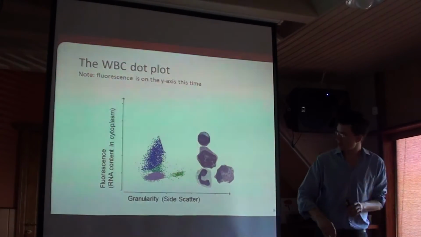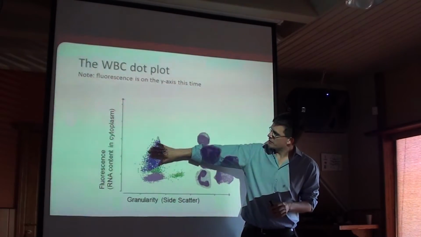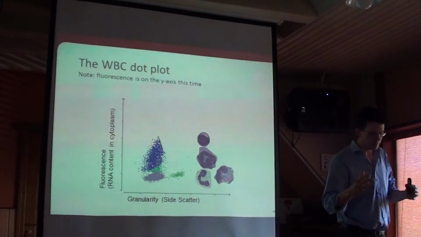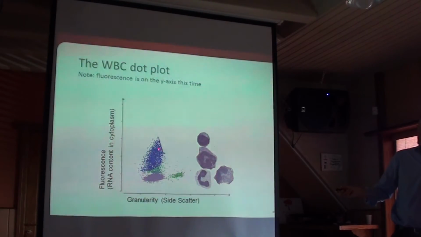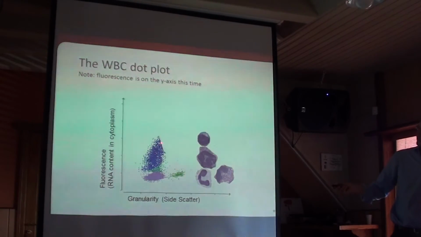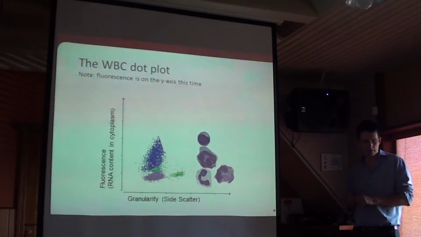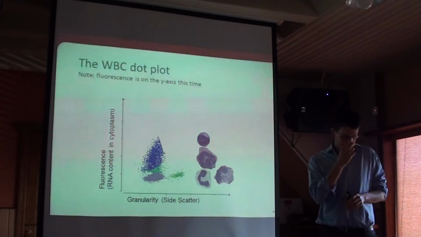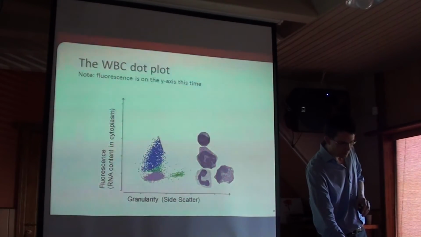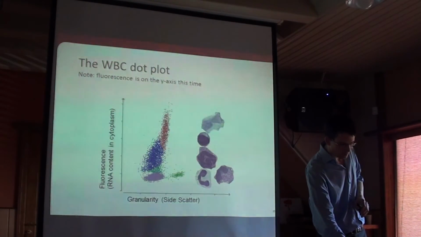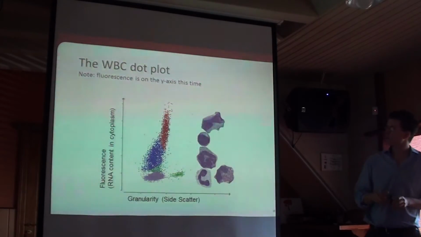We have the lymphocytes in blue. These can further differentiate into T cells and B cells. They have more RNA in their cytoplasm. They're less mature, if you will, than the neutrophils. They're found higher up this axis.